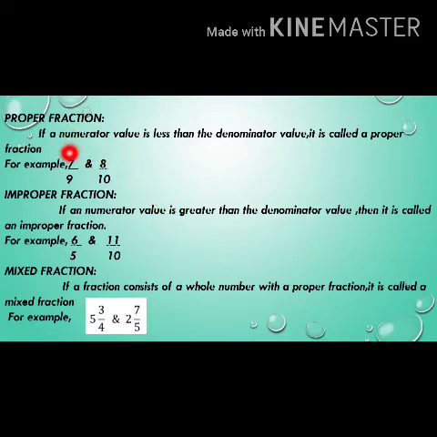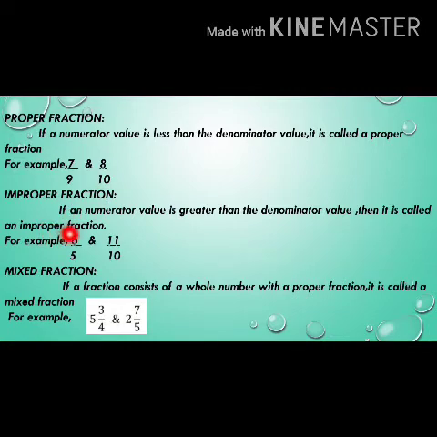Proper fraction. If a numerator value is less than the denominator value, it is called a proper fraction. For example, 7 by 9 and 8 by 10. Here 7 is a numerator and 9 is a denominator. 8 is a numerator, 10 is a denominator. In both the fractions, the numerator value is less than the denominator. Here 7 is the smaller number when compared to the denominator, so it is called a proper fraction.